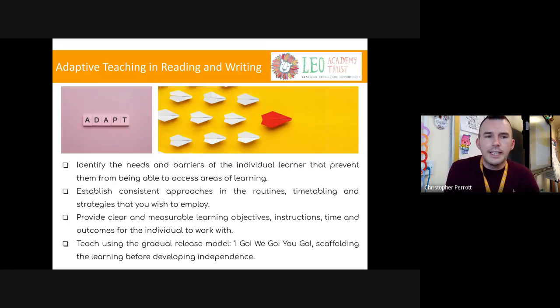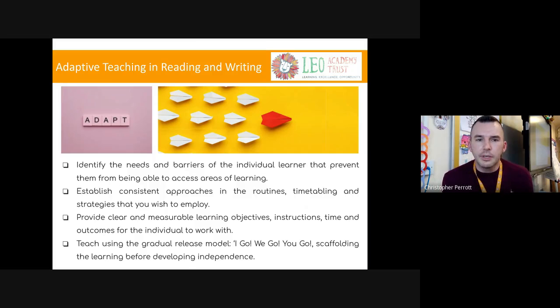So a couple of key quick things is remember that it is your duty, and it's really important that before you try any strategy, identify the needs and the barriers of the individual learner that prevent them from being able to access areas of learning. You need to identify that first of all before moving forwards, because that way it will give you a starting point on where to then go forwards next.